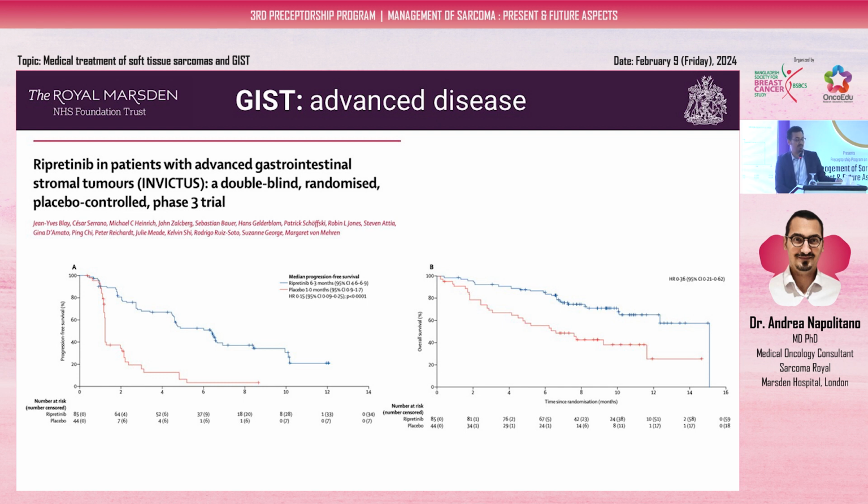Now, whether ripretinib is going to be approved and used in all countries is still a matter of debate because the drug is really, really expensive. For example, in the UK, it's still under review. It's not been approved for use, whereas in other countries, it's approved and reimbursed.